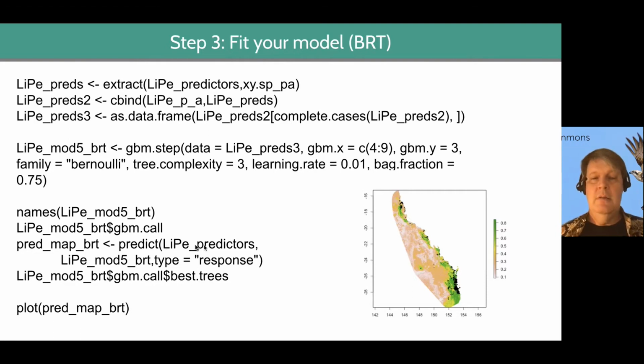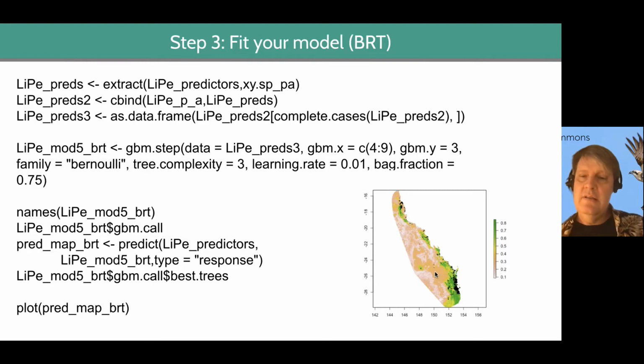We're going to predict into the variables that were taken out of the predictors folder and stacked to form the predictors. So that's our stack of environmental predictors. And we're going to use this model object to predict, and we want to specify that we're looking for the response. And then we're going to map it. We're going to plot it. And that's what it looks like.